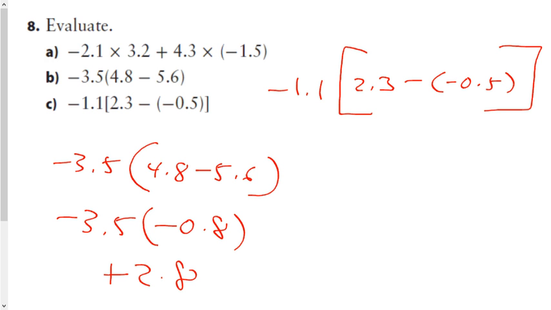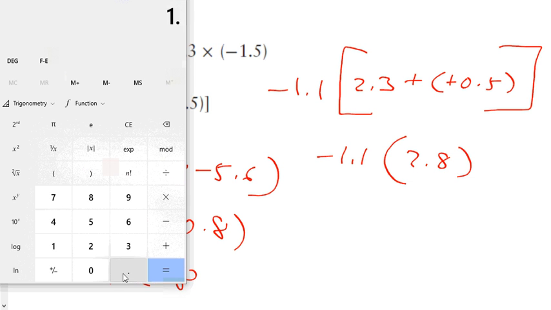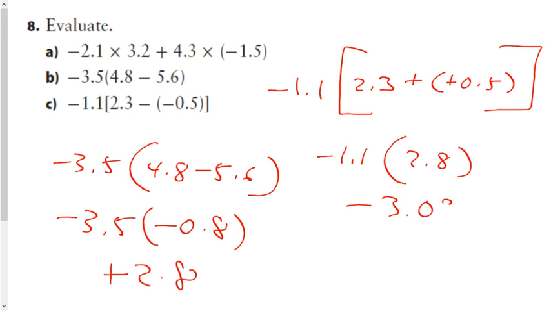Do the brackets first in BEDMAS, add those together, you're going to get 2.8. So negative 1.1, change back to round brackets, I don't need square anymore, 2.8. 1.1 times 2.8 should be 3.08, but I'm not 100% sure, so I'm going to use my calculator. Negative 3.08 is your calculation.